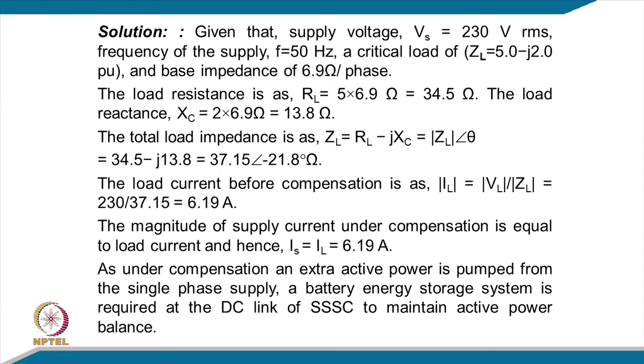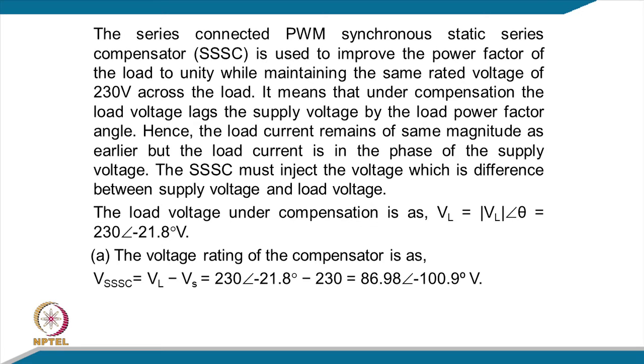The magnitude of supply current under compensation is equal to the load current, and under compensation extra active power is pumped from the single phase supply. A battery energy storage system is required on the DC link to maintain the active power balance, and the series connected PWM synchronous compensator is used to improve the power factor of the load to unity while maintaining the same rated voltage of 230 volt across the load. It means that under compensation the load voltage lags the supply voltage by the load power factor angle, hence the load current remains the same magnitude as earlier, but the load current is in phase with the supply voltage.